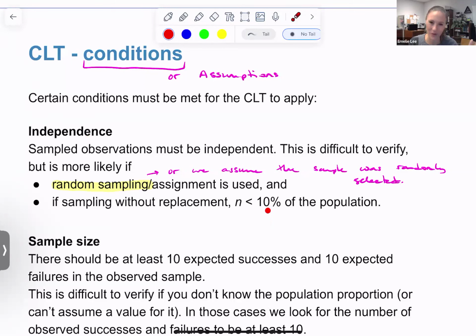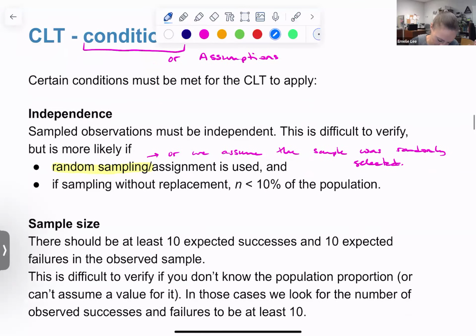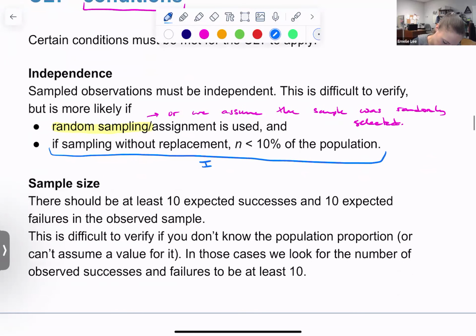I tend to ignore this one. I don't often check this one because it's rarely a problem, and I just tend to ignore it. I rarely check this one. So you can ignore it if you'd like.